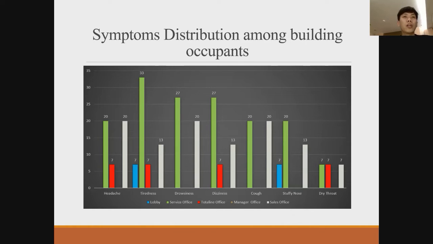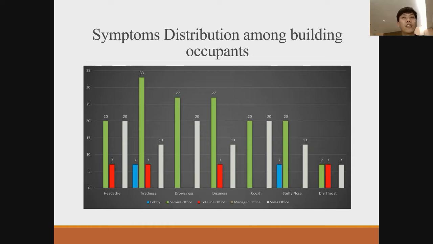As you can see, there are 2 highest percentages, in 2 colors, a green color and a white color, and these are the service office and the sales office. 33% of the occupants staying in the service office feel tiredness and also drowsiness and dizziness in different percentages.